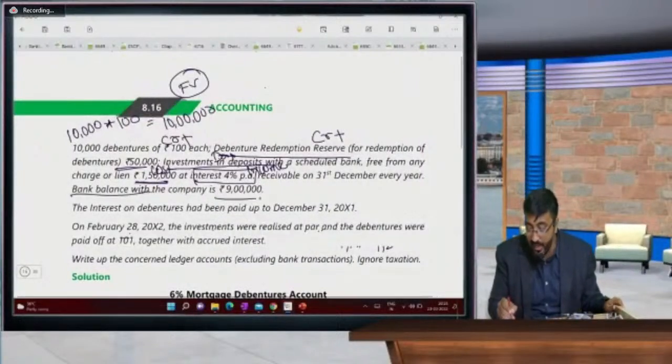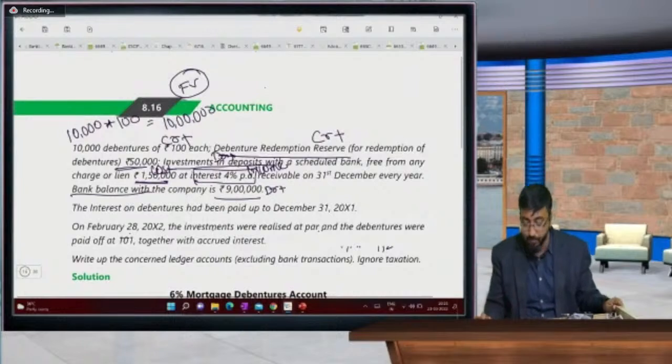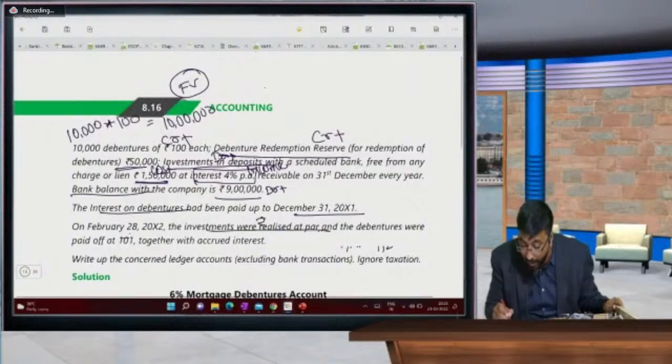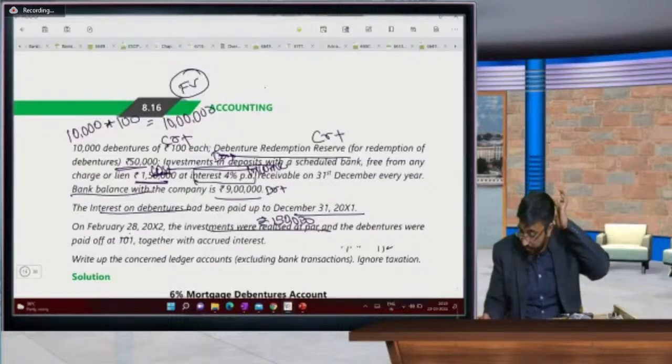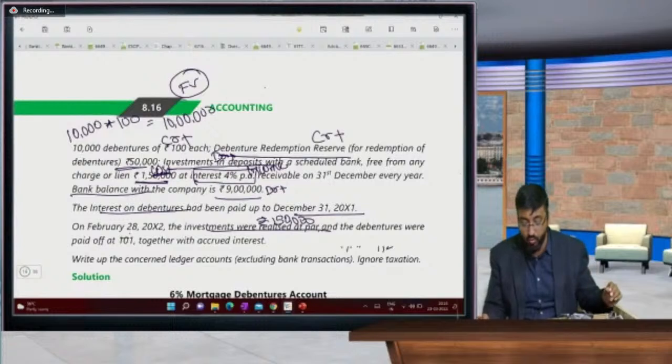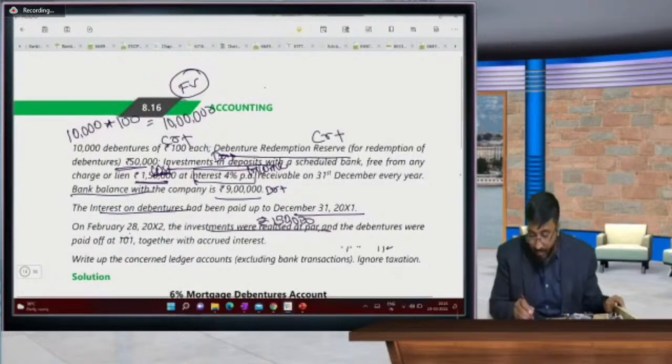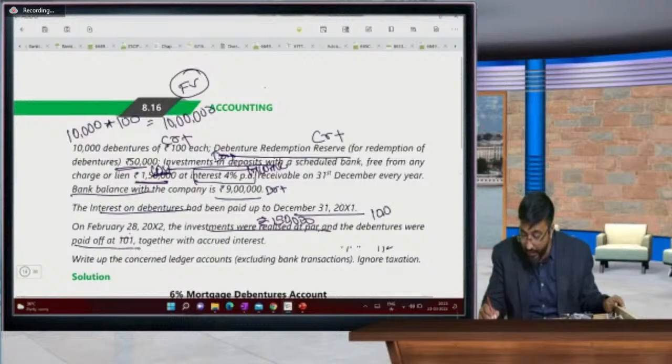And bank balance has a debit balance, debit plus. Interest on debentures already paid up to 31st December. Now you sold investment at par. Now par is 1,50,000. We will assume cost and par are the same. So this is cost and this is the par amount, 1,50,000. That is the face value. Par means face value. And debentures were redeemed at 101, 10,000 into 101 means 10,10,000.